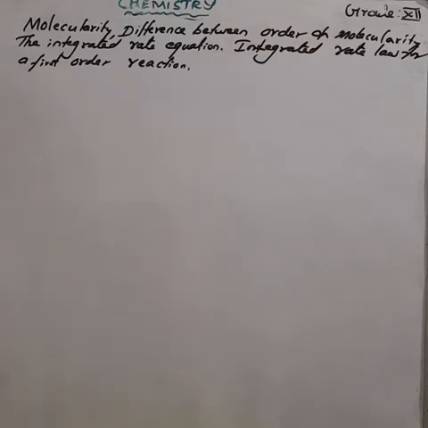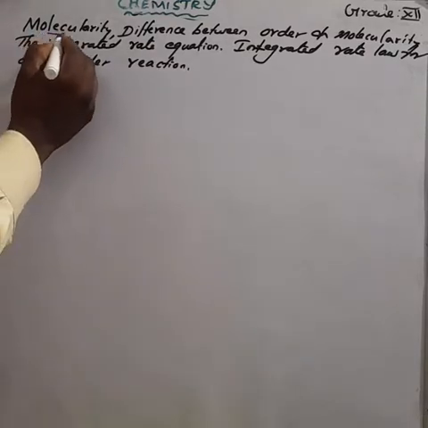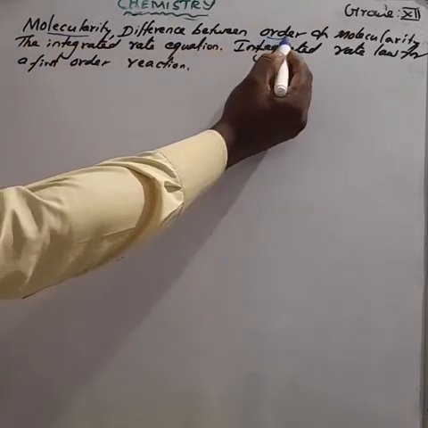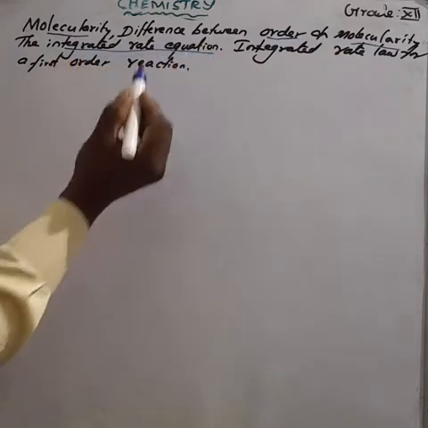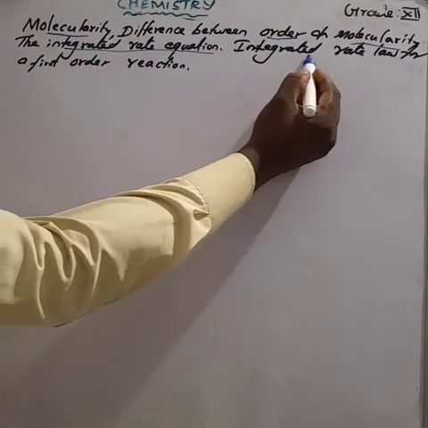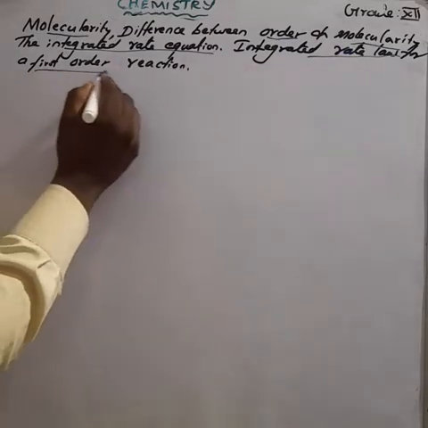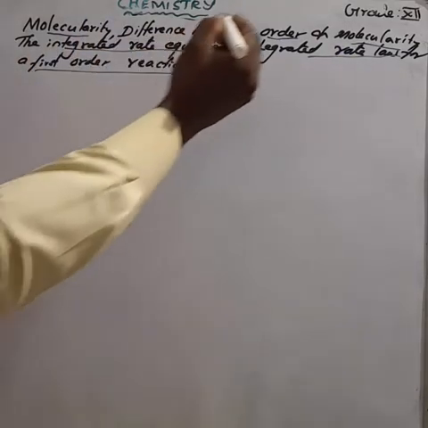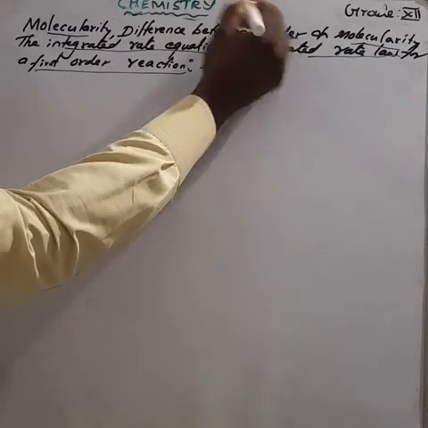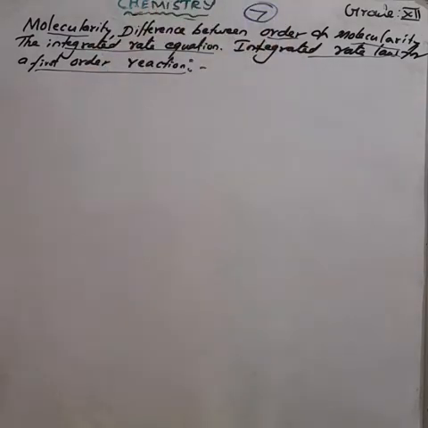Today we have to discuss molecularity, the differences between order and molecularity, and the integrated rate equation, the integrated rate law for the first order reaction. That's lesson number 7, chemical kinetics. So, the integrated rate law equation.